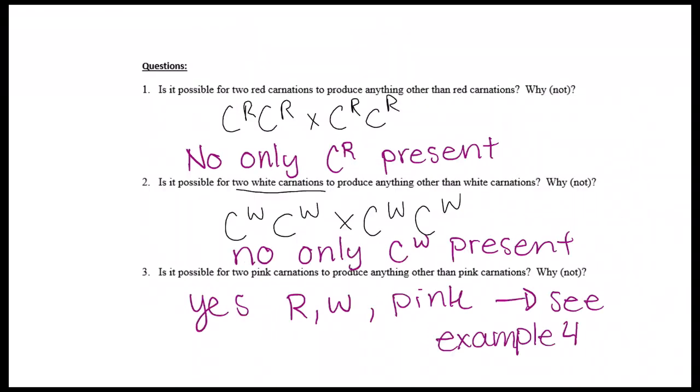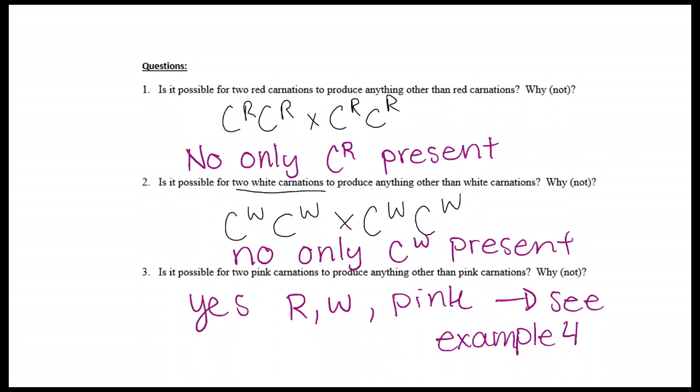Next questions. Is it possible for 2 red carnations to produce anything other than red carnations? No. As you can see from the cross, there are no C^W alleles present. There are only C^Rs, so they will all be red. Number 2, is it possible for 2 white carnations to produce anything other than white carnations? Why or why not? Similar to number 1, but this time they're all C^W, so they can only produce white offspring.